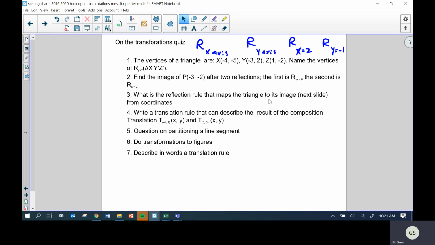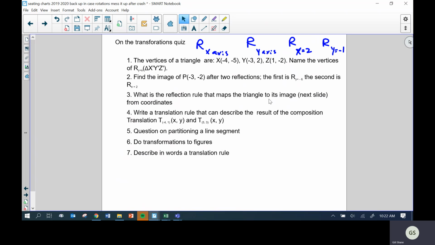What is a translation? What's a word that describes a translation? Slide. Good. Flip? Well, flip is reflection. Translation is just sliding it. The image never spins, it never flips. It just slides from one spot to another with a translation.